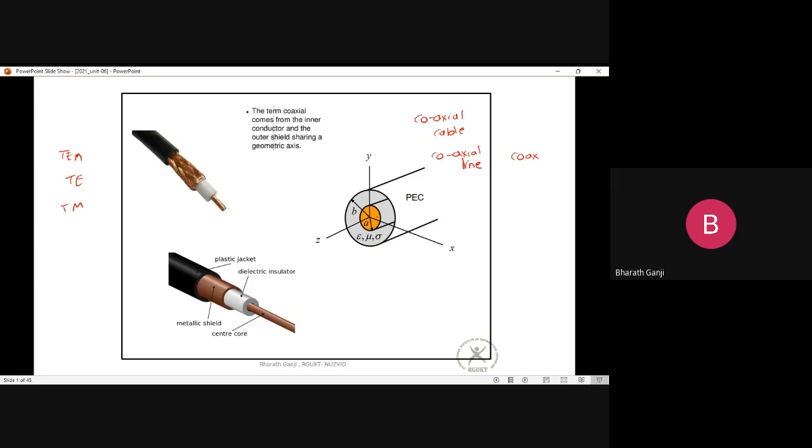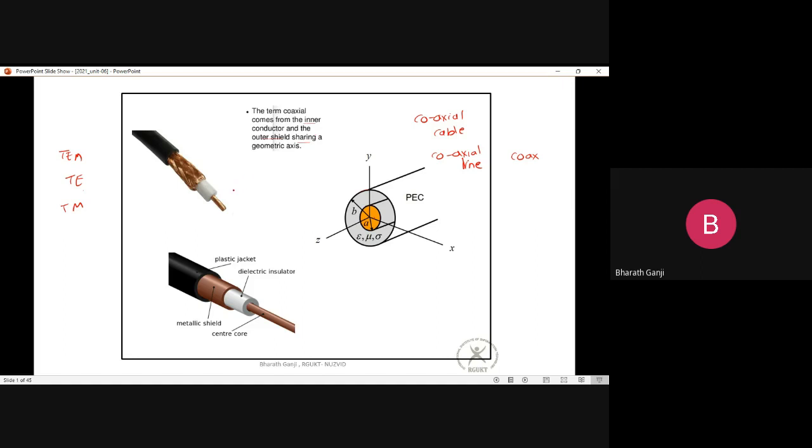if the geometrical axis of your inner conductor and outer conductor are aligned with each other. And you see, for the conductor in the center, what is the axis? This is your axis, right? So this is your axis. What is the axis for the outer conductor? That is also the same line. Because the axis of both conductors lies on the same line, it is usually called coaxial. So the term coaxial comes from the inner conductor and outer conductor sharing the same geometrical axis. Okay. So that is why we call it a coaxial cable.